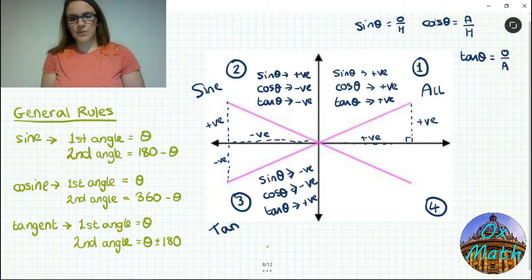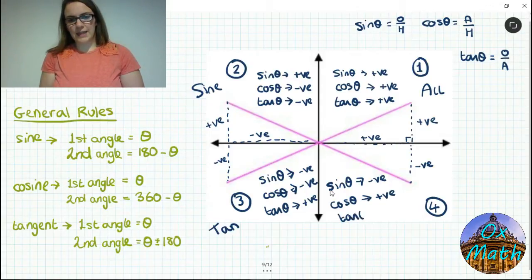In our fourth quadrant, this time the opposite is negative, but the adjacent is positive. So the sine this time is negative because of the negative opposite. The cos is positive because of the positive adjacent. And the tan is negative because you've got the opposite over the adjacent, so negative over a positive. So in this quadrant, it is only the cosine that is positive.